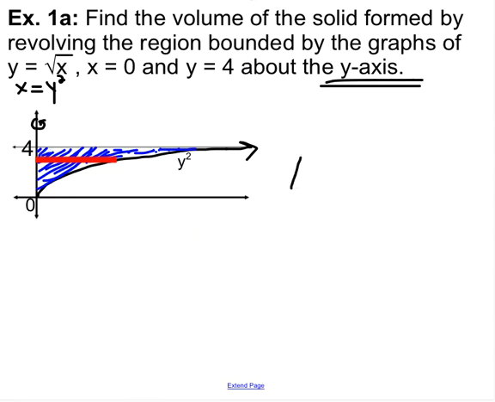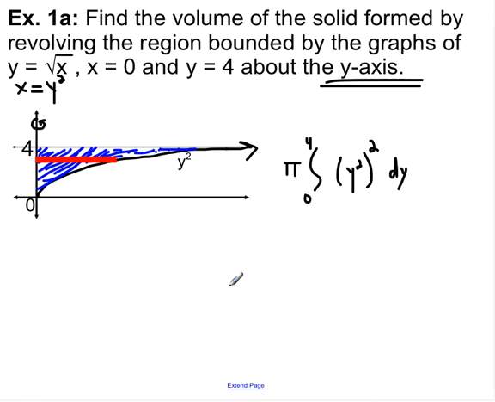We're going to integrate, don't forget our pi on the outside, from 0 to 4. And it's right minus left, right? y squared minus 0, so we just have y squared. And don't forget to square it, because we're talking about volume, dy. All right, so that's something we've already practiced.